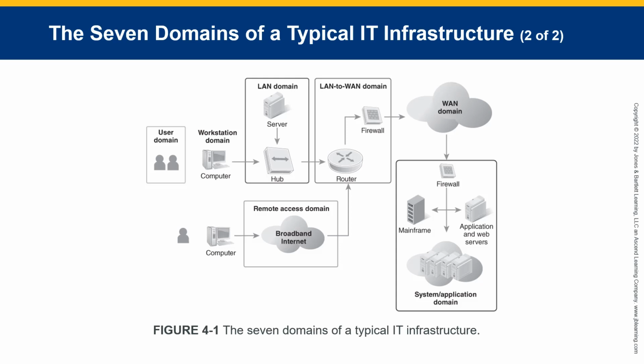Then you have the local area network domain, or the LAN domain. This domain refers to the organization's local area network infrastructure. A LAN connects 2 or more computers within a small area. The small area could be a home, office, or group of buildings. Then we move to the WAN.